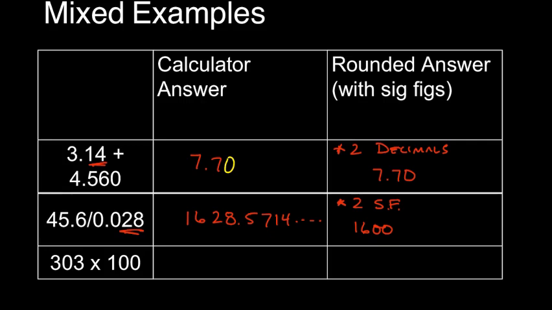And then finally, our last one, give this one an attempt. Calculator says 30,300. Rule says number of sig figs should be 1 sig fig, or in this case, 30,000 as our final answer.